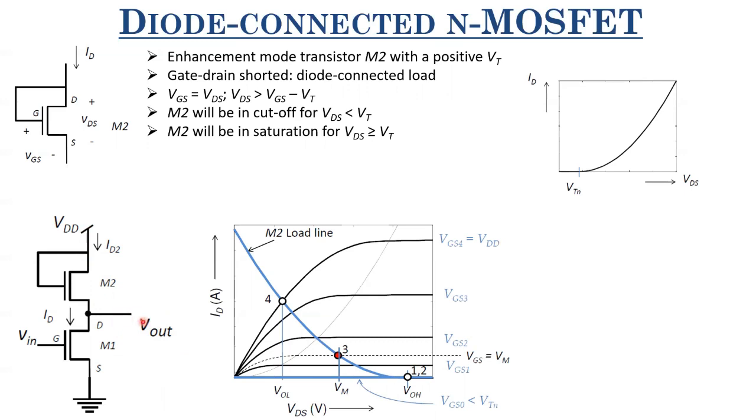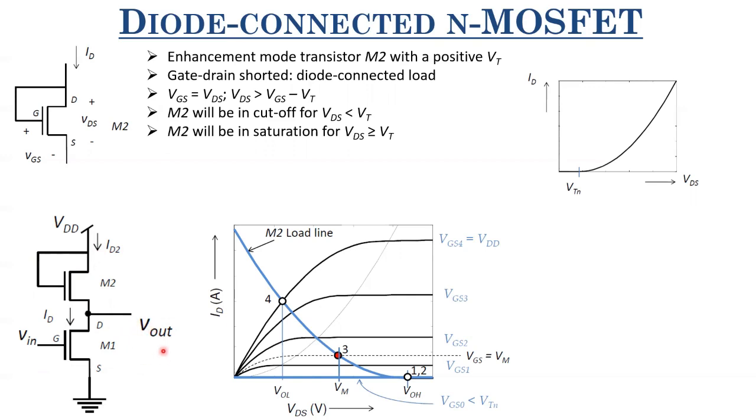So what is the maximum value till which this Vout can charge? I mean, till which the load capacitor can charge? What is the maximum value of Vout? So if Vin is 0, this is cut off. So this capacitor will start charging through this diode connected load. However, the moment the source voltage of this diode connected load becomes VDD minus VTH of this diode connected MOSFET, what happens? The transistor, I mean this configuration, goes in cutoff and no further current flows through this configuration to the capacitor.